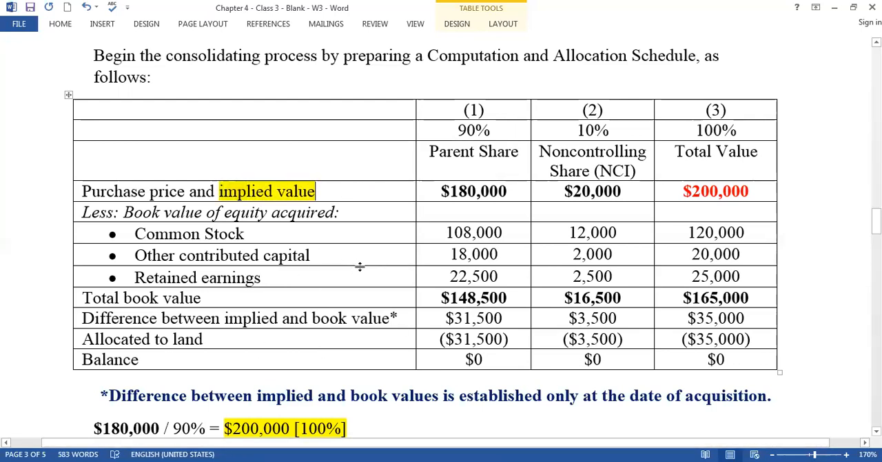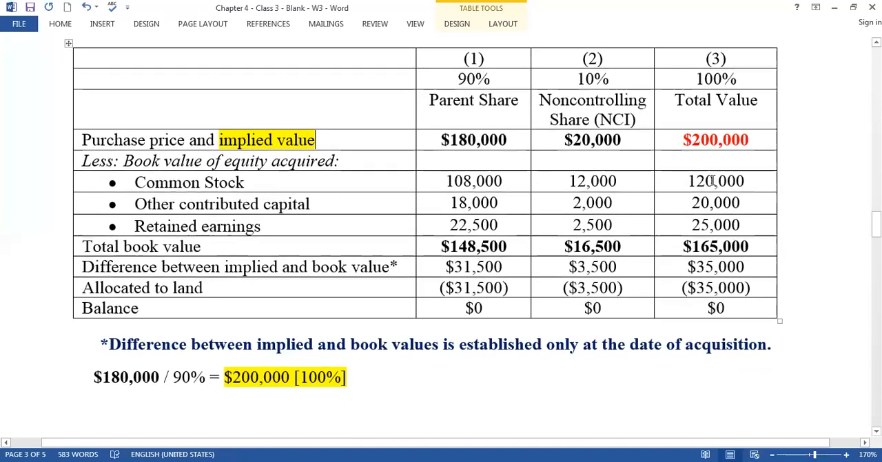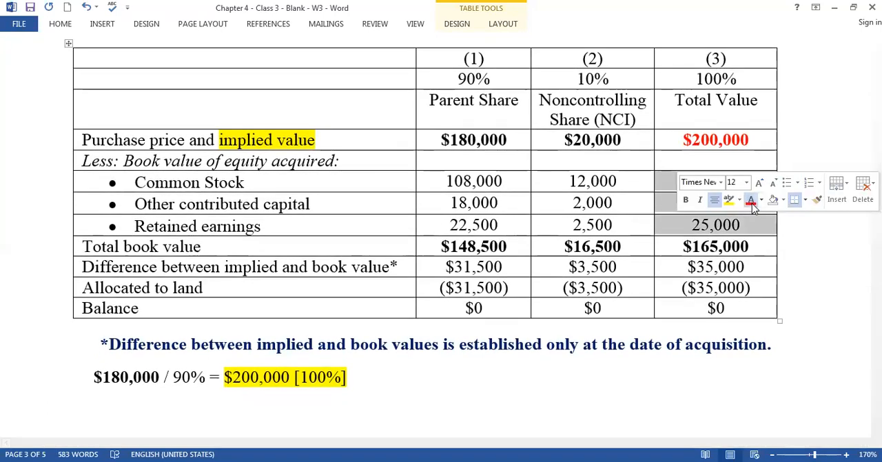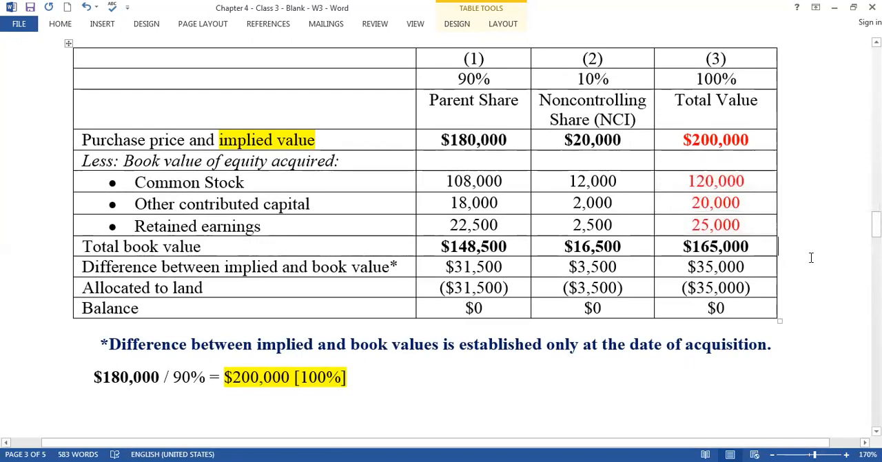Now we have to compare implied value and the book value, and this is the book value. These three accounts, common stock, other contributed capital, and retained earnings, are the book value of the subsidiary. Now of these book values, 90% goes to the parent and 10% goes to the non-controlling interest, right? So this is the total book value, $165,000, and according to this information, 90% goes to the parent, 10% goes to the subsidiary.